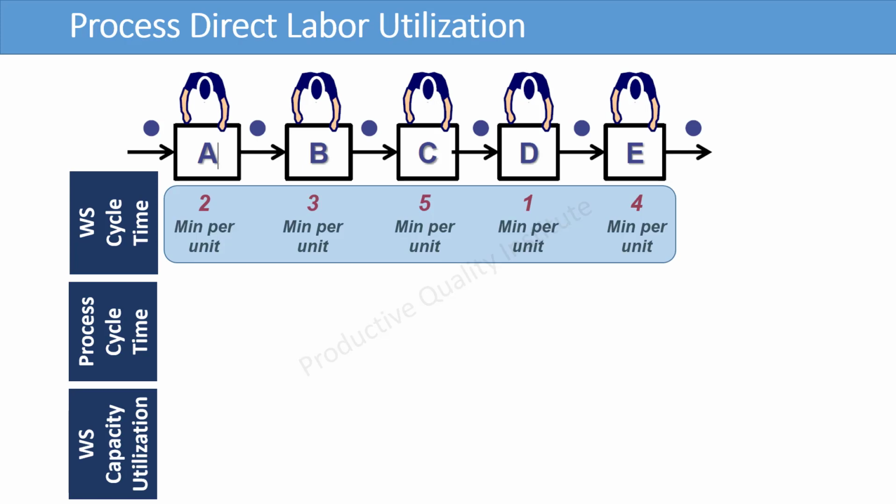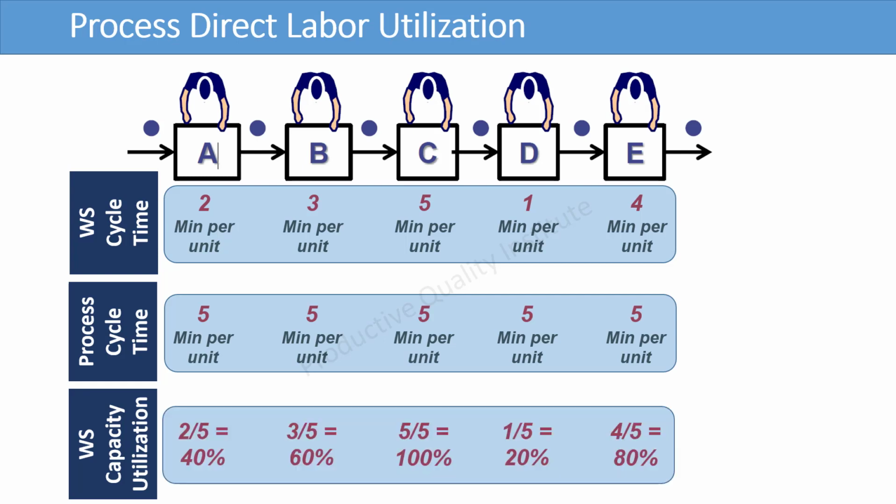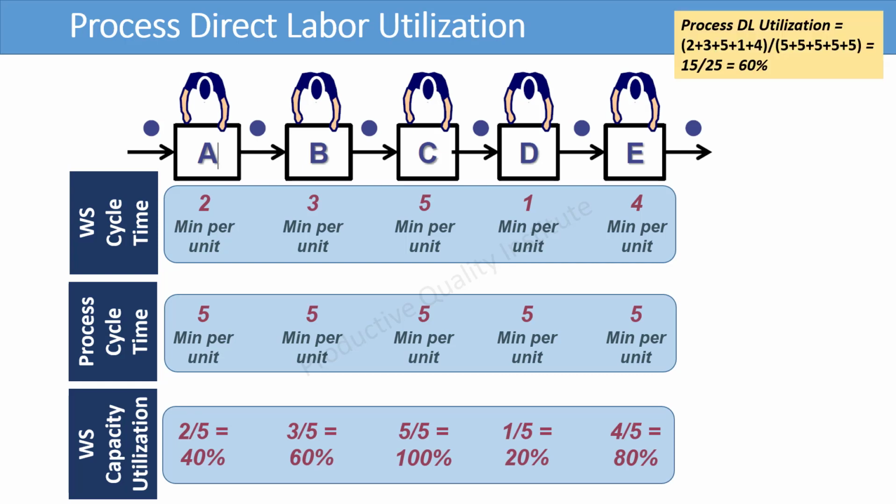Workstation cycle times are 2, 3, 5, 1, and 4 minutes per unit, while process cycle time is 5 minutes per unit. Utilization is equal to the sum of workstation cycle times divided by the sum of the process cycle times. Process direct labor utilization is equal to 15 divided by 25, which is equal to 60%.